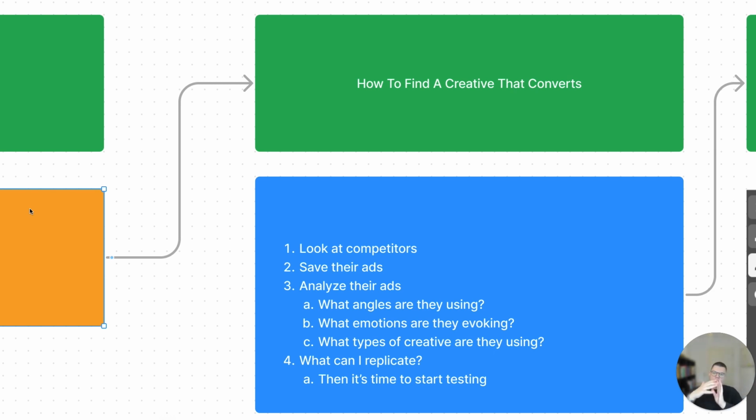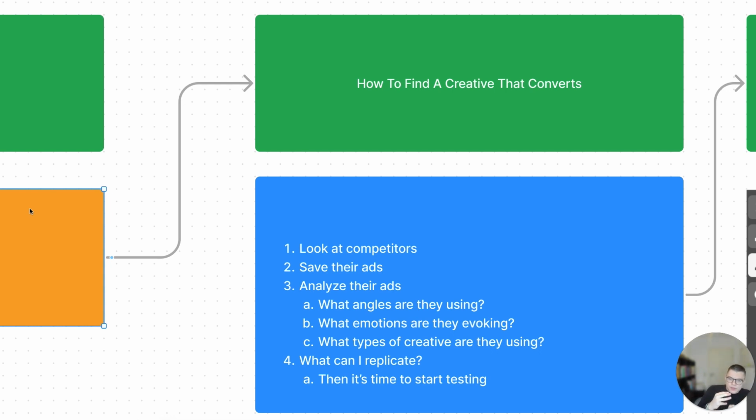But essentially, in short, look at your competitors, save their ads, analyze their ads: what angles are they using, what emotions are they evoking, what type of creatives are they using? For example, are they only using video? Are they only using UGC ads? Are they only using images? That type of stuff is super important. Then what angles are they using and what emotions are they evoking?